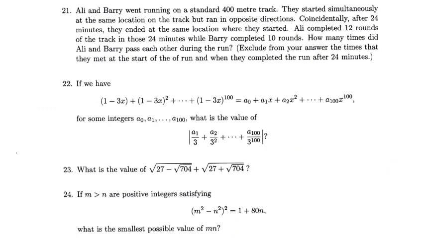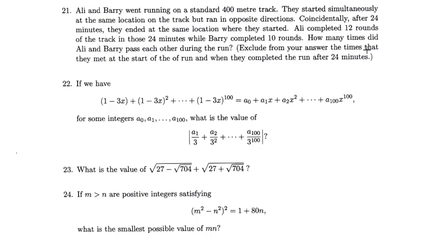SMO 2020, junior section, first round, problem number 21. Ali and Barry went running on a standard 400-meter track. They started simultaneously at the same location on the track but ran in opposite directions. Coincidentally, after 24 minutes, they ended at the same location where they started. Ali completed 12 rounds of the track in those 24 minutes, while Barry completed 10 rounds. How many times did Ali and Barry pass each other during the run?